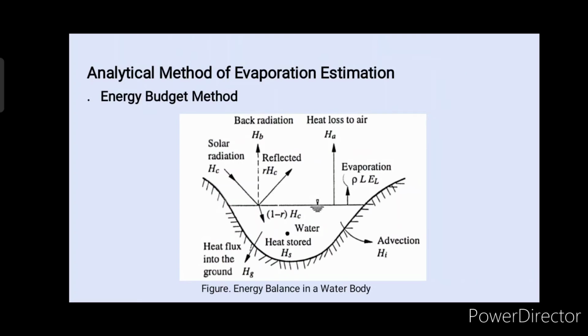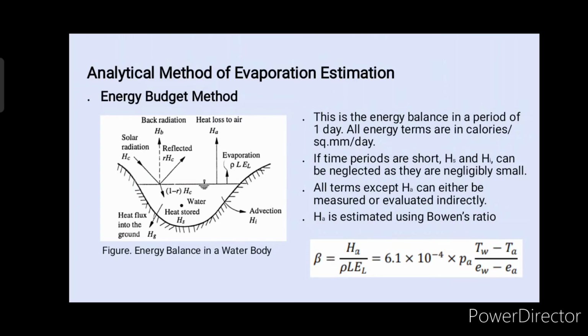So this is the figure illustrating the energy balance in a water body. This is the energy balance in a period of 1 day. All energy terms are in calories per square millimeter per day. If time periods are short, HS and HI can be neglected as they are negligibly small. All terms except HA can either be measured or evaluated indirectly.